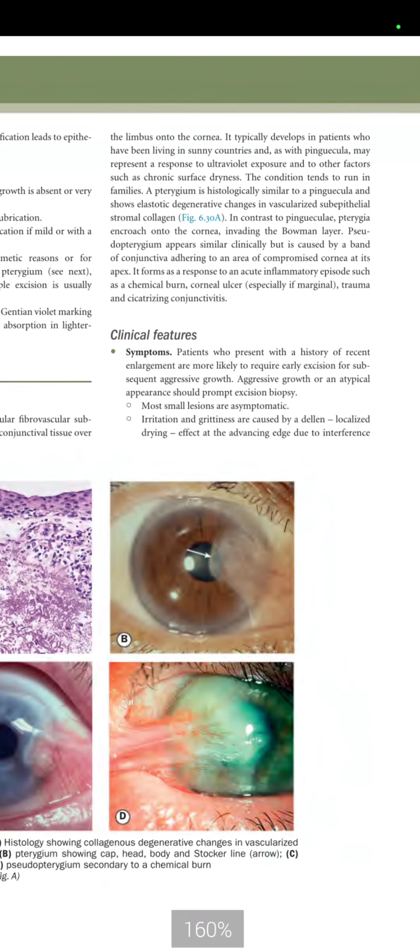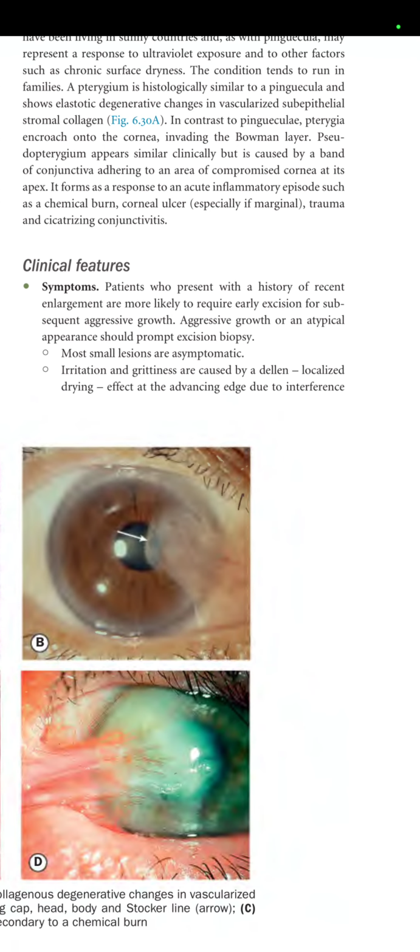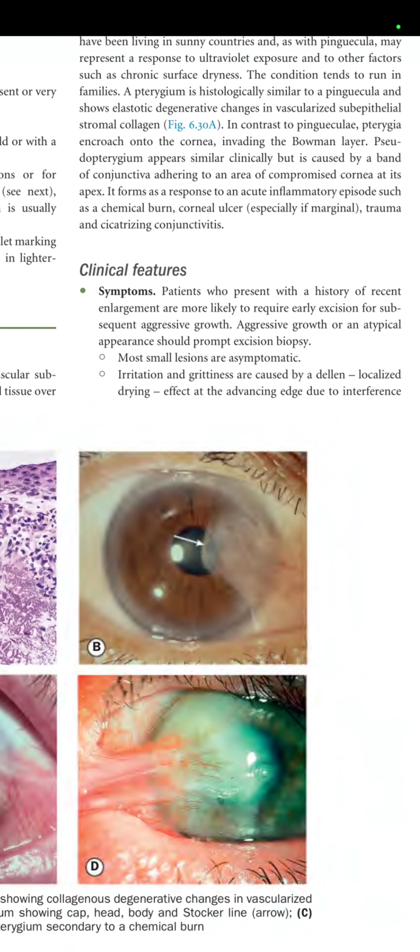So what will be the clinical features and symptoms of the patient with pterygium? Patients who present with a history of recent enlargement are more likely to require early excision for subsequent aggressive growth. Aggressive growth and an atypical appearance should prompt excision biopsy. So the patient usually comes to you when the lesion is becoming more aggressive and it is showing an increase in shape and size. Most lesions, small lesions, are asymptomatic.